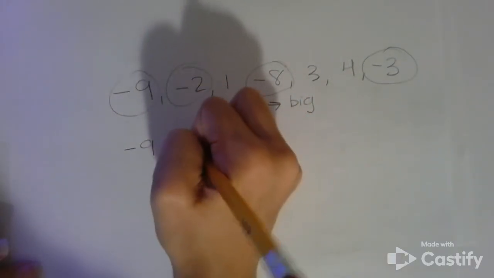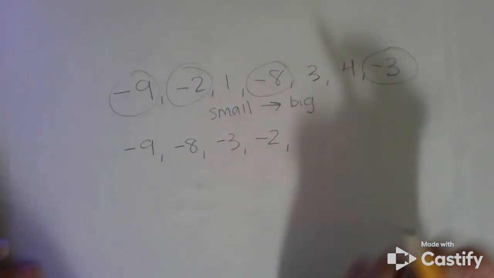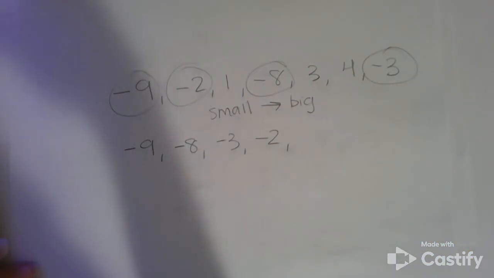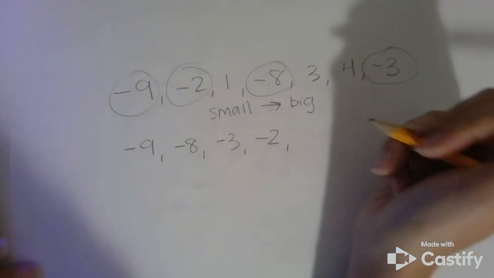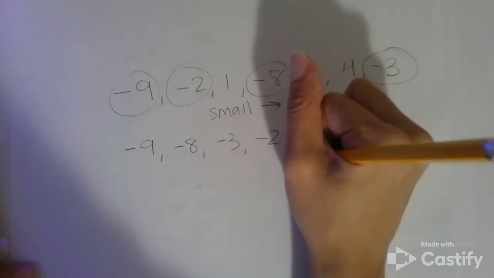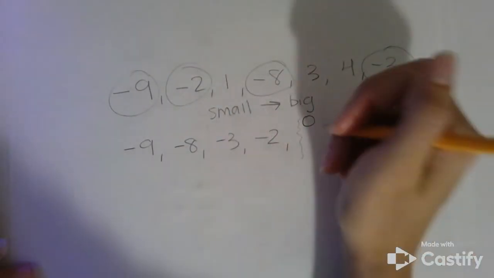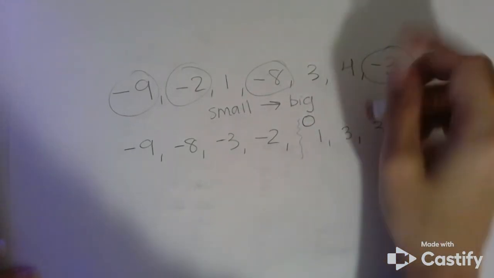So -9, then -8, then -3, then -2. Now I can focus on my positive numbers, and that's really simple. So one thing I like to think about is if I'm separating it, if there was a 0 here, it's not there, but I almost imagine that there's a 0, an invisible 0, that is separating the negatives from the positives. So for my positives, I can go in order, 1, 3, and 4.